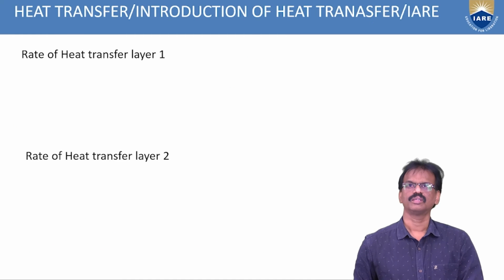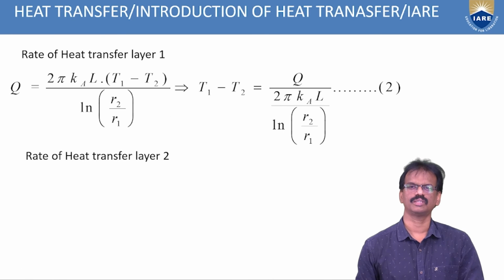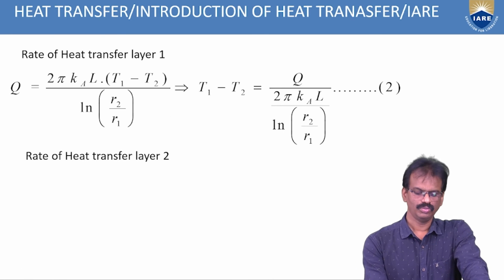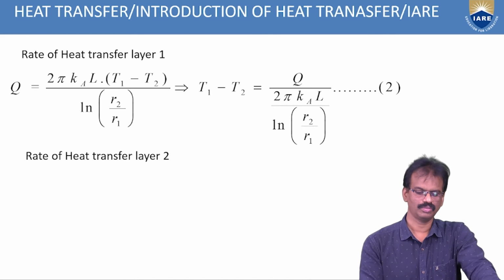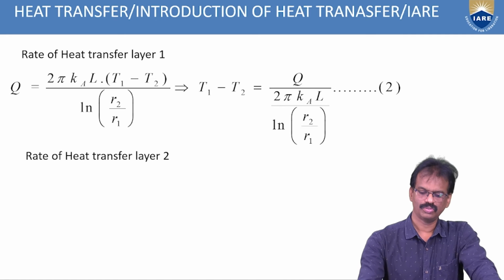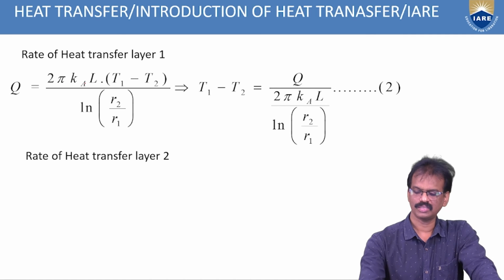Then the rate of heat transfer for layer 1. You know the formula, already explained in the previous slides: Q is equal to 2 pi K L, where K is for the first surface, that is K A, into L, times the temperature difference across the first layer.